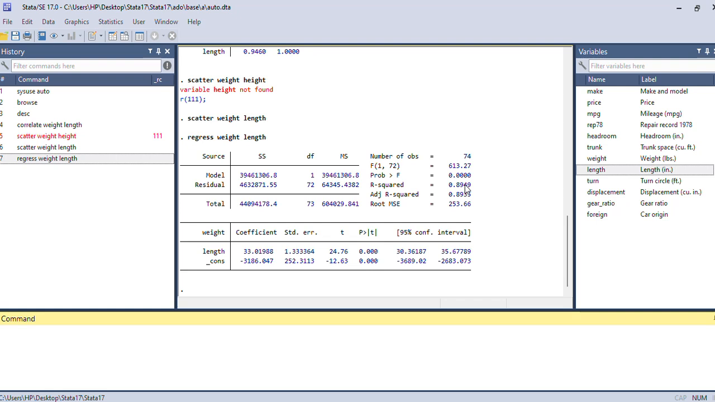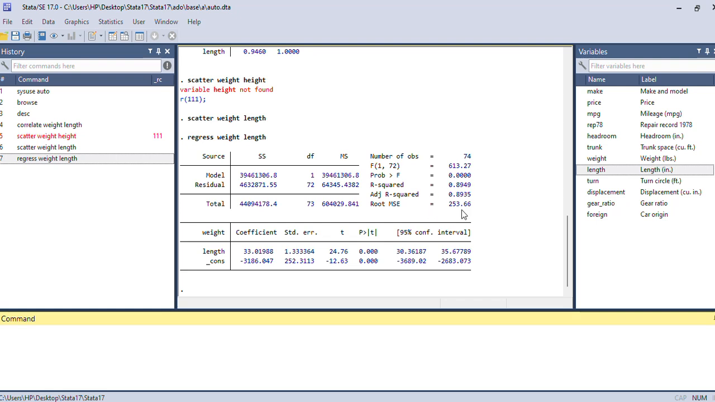And the next thing that we must pay attention to is the value of the adjusted R squared, or the R squared value. These values tell you how much this regression is explaining the variation in the dependent variable, weight. The R squared here is 0.8949, and the adjusted R squared is 0.8935, which means 89% of the variation in the dependent variable is being explained by this regression.